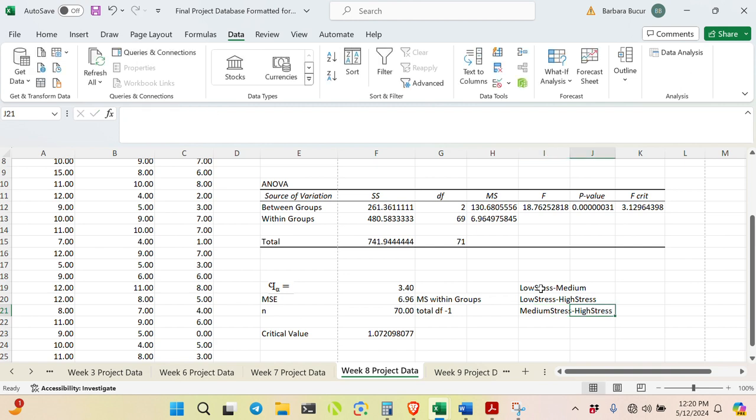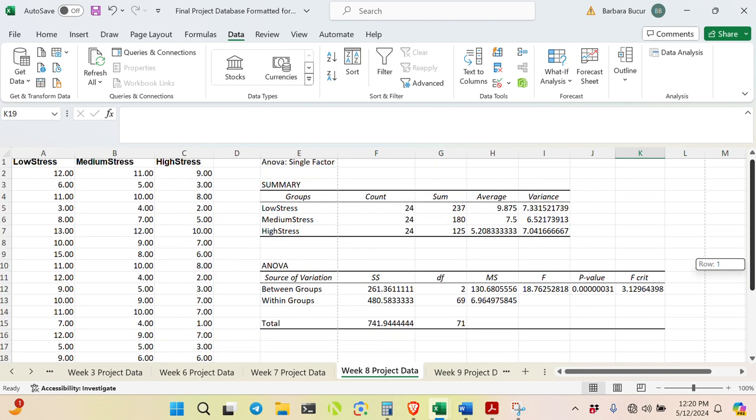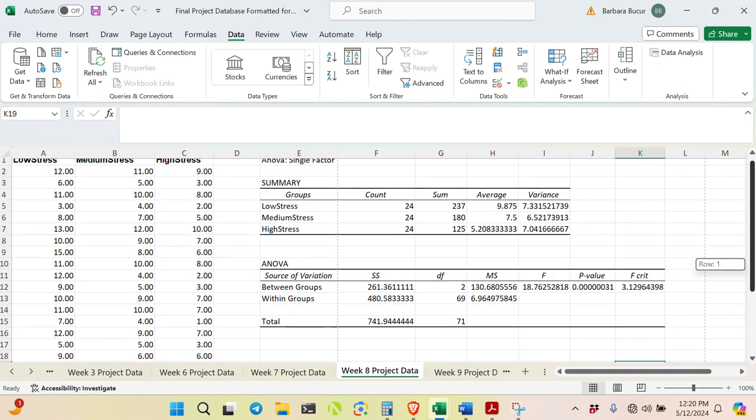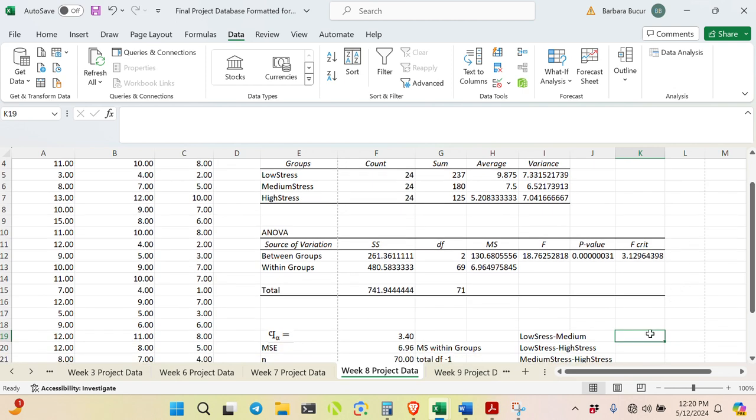Okay, and then in the next column, or you can go 2 columns over, this is where you'll use your descriptive statistics. So the average is the same as the mean. So in low stress, we have 9.875. So minus, and then the medium stress is 7.5.